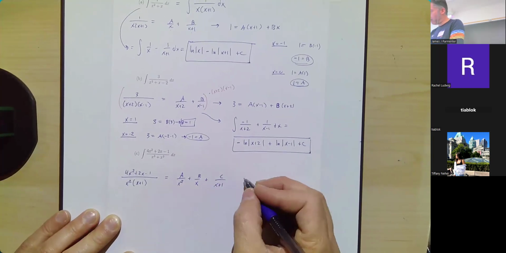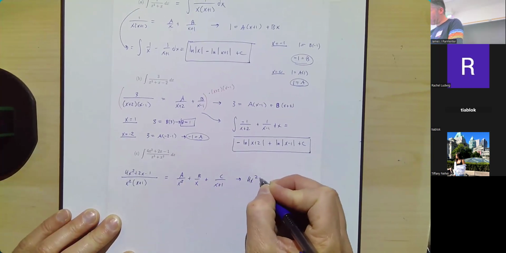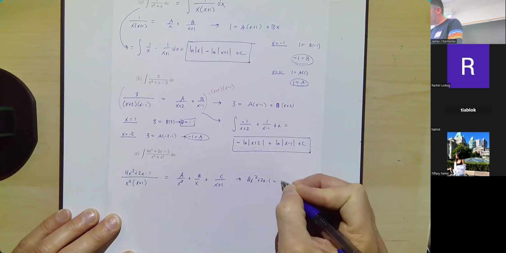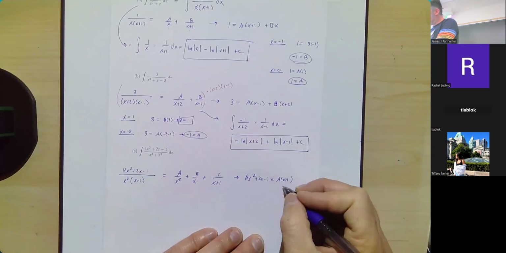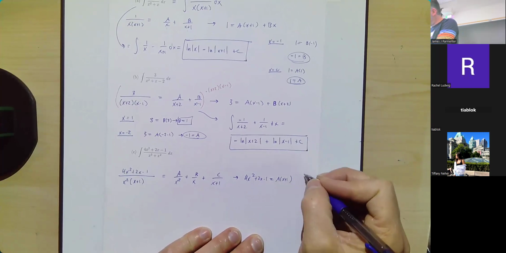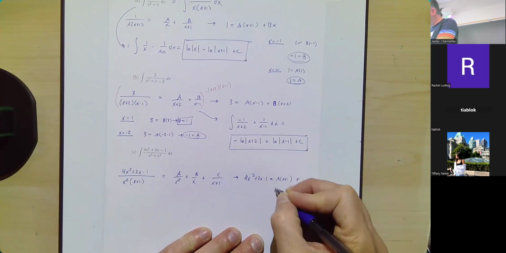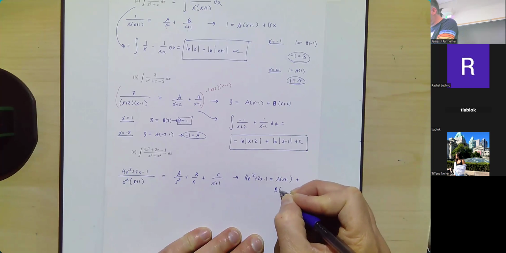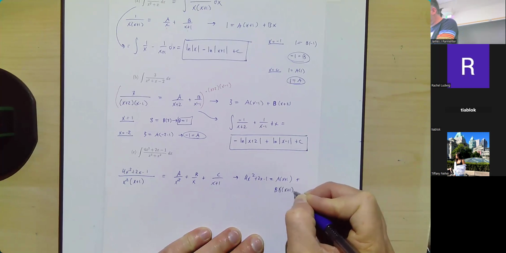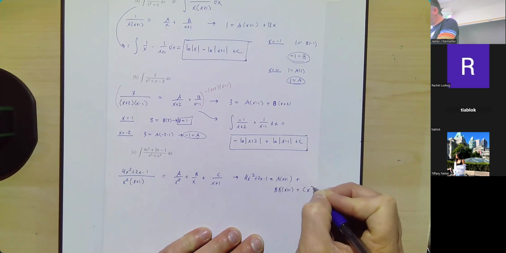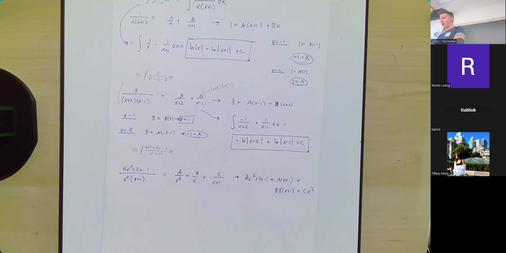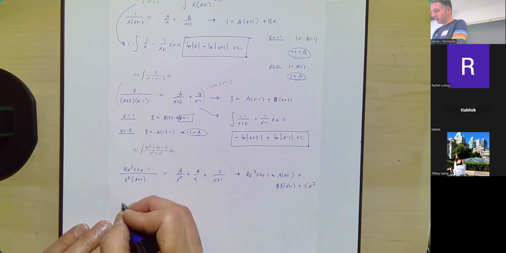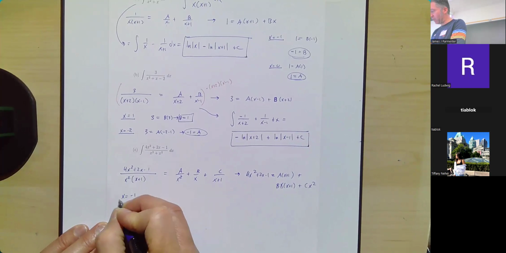Great. So we're going to have 4x squared plus 2x minus 1 equal to A times (x plus 1) plus B times x times (x plus 1) plus C times x squared. Sorry, I did a bad job here of giving myself enough room. That looks awful. Let's use our nice values. So we have x equal to -1 as a nice value.